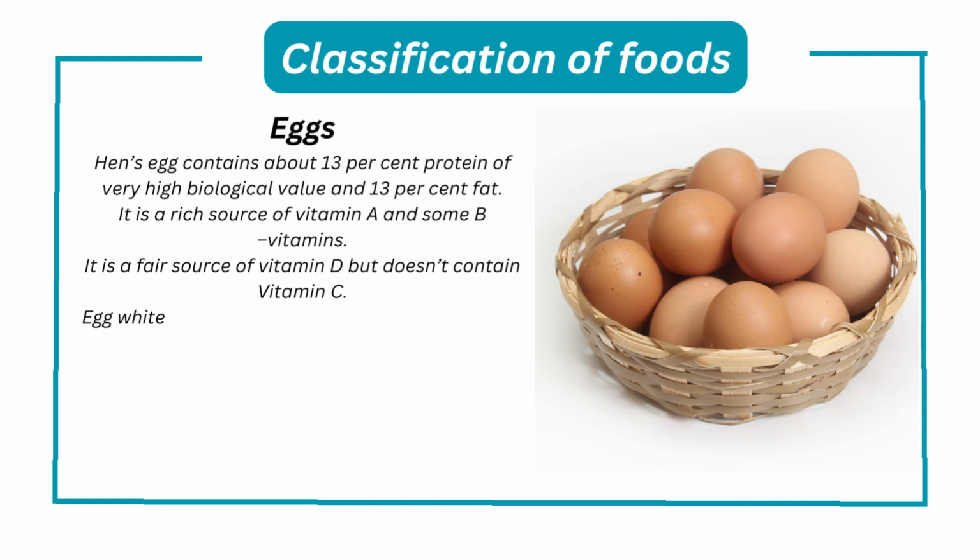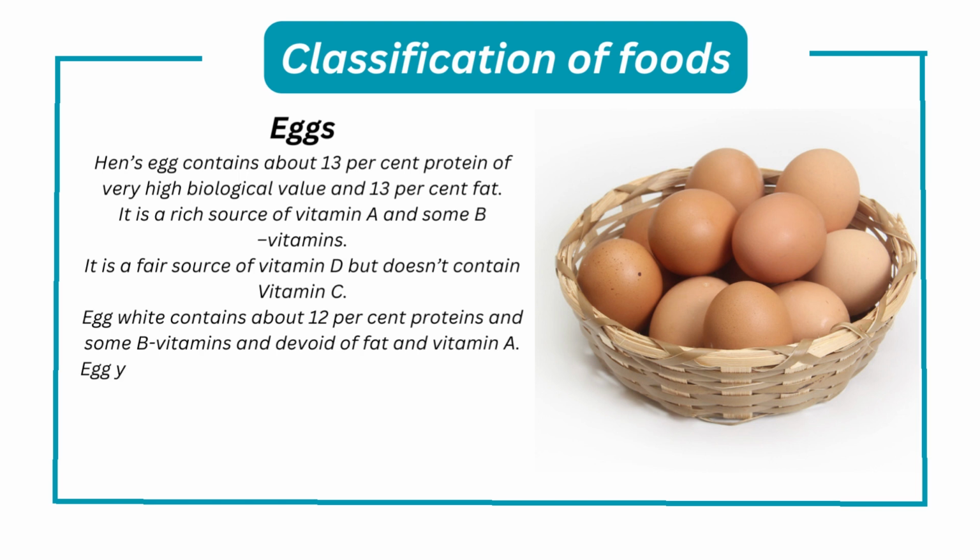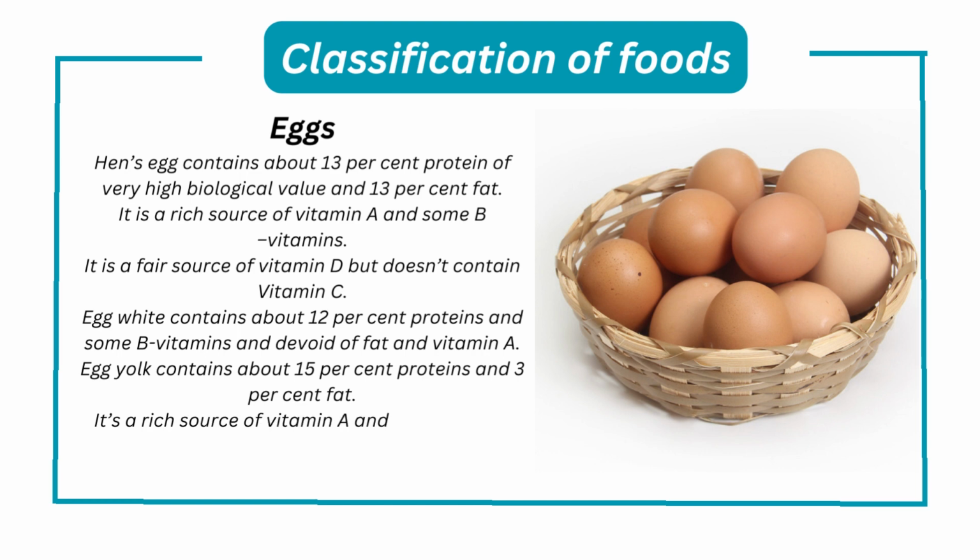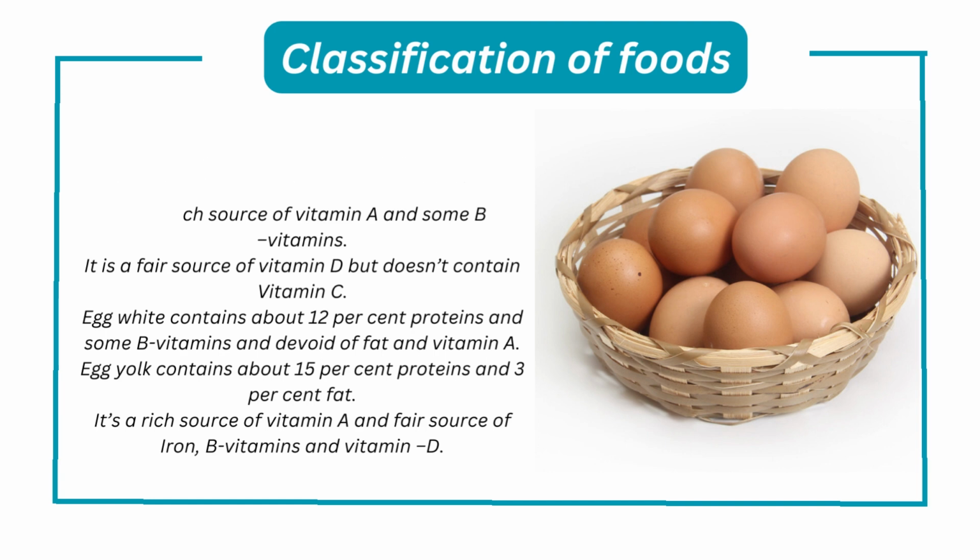Egg white contains about 12% of protein and some beta carotene and some vitamin B and is devoid of fat and vitamin A. Egg yolk contains about 15% of protein and 3% of fat. It's a rich source of vitamin A and a fair source of iron, vitamin B, and vitamin D.